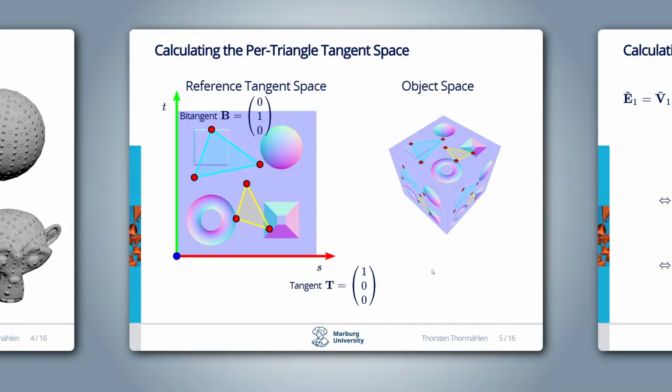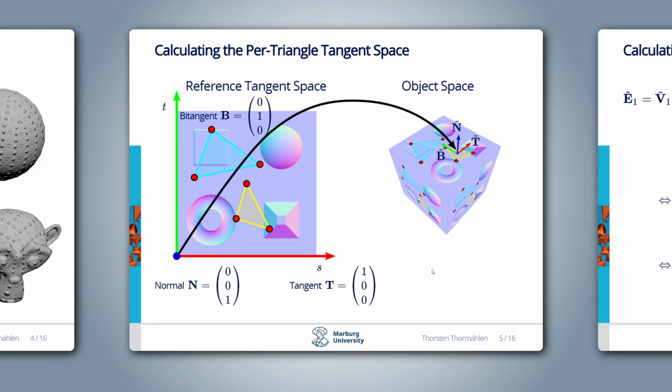It represents the direction of the surface normal in tangent space. So the normal is perpendicular to the tangent and the bitangent. And the tangent and the bitangent are also perpendicular in our reference tangent space. To compute a per-triangle tangent space, our task is now to find out how the vectors t, b, n from the reference tangent space are mapped to transformed vectors t tilde, b tilde and n tilde, which span the per-triangle tangent space.